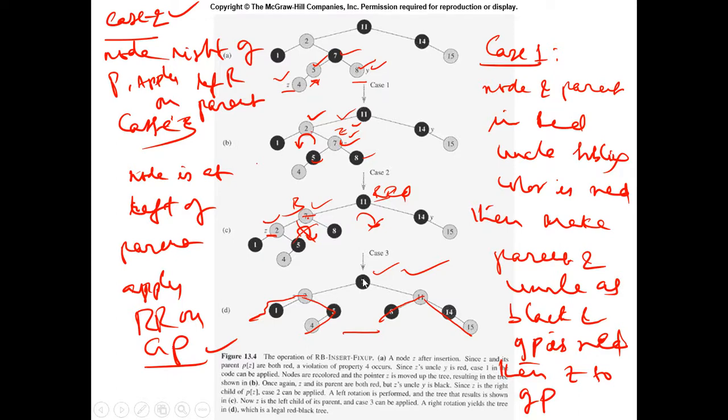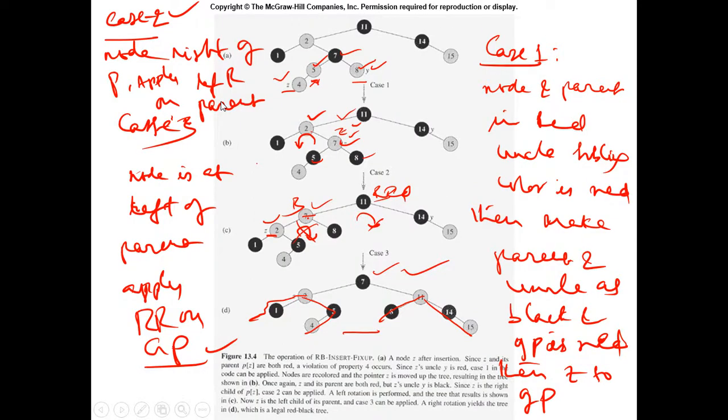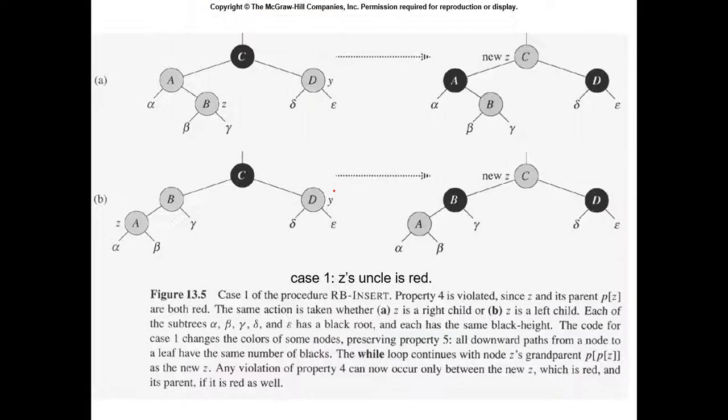So this is taking left into consideration, right? When the parent of Z is at the left side. But if it's at the right side, in the else part, you will find again similar three cases. Okay, this is your insert fix up algorithm. I hope this is clear.